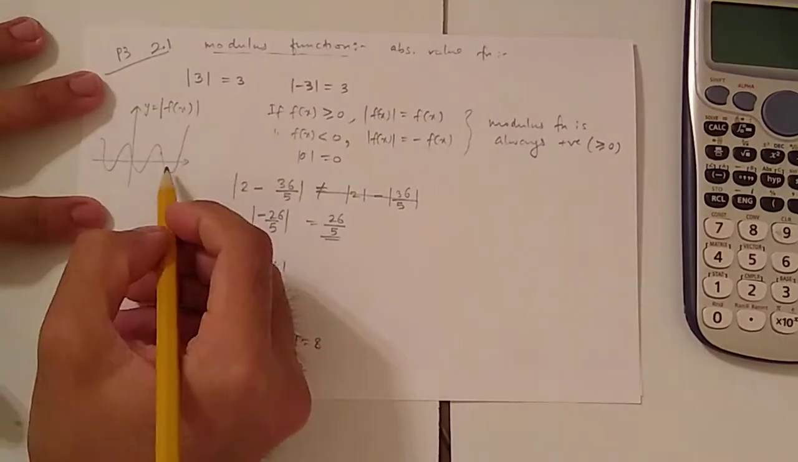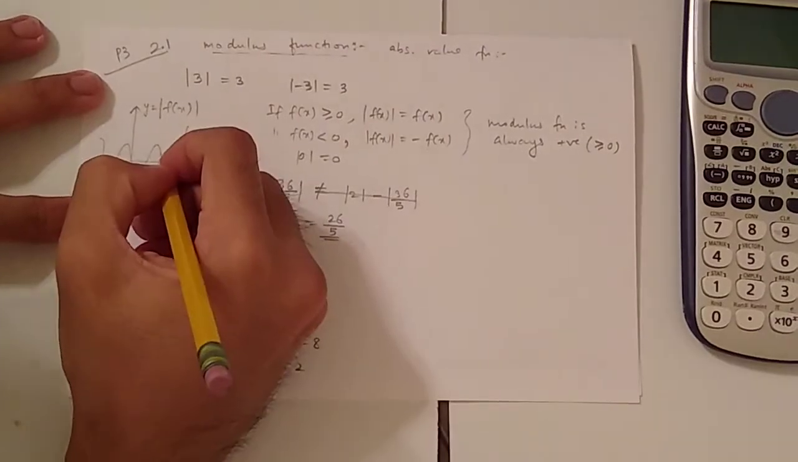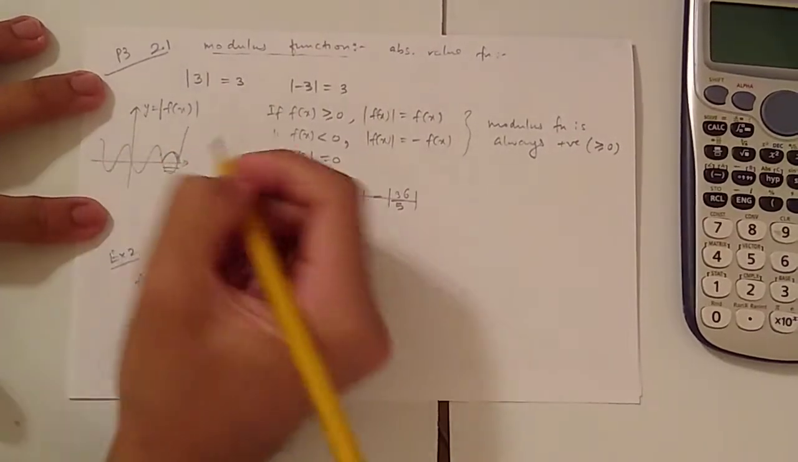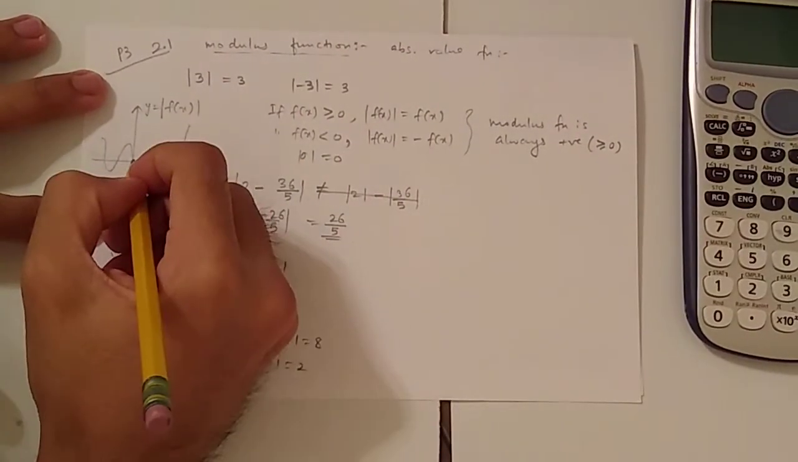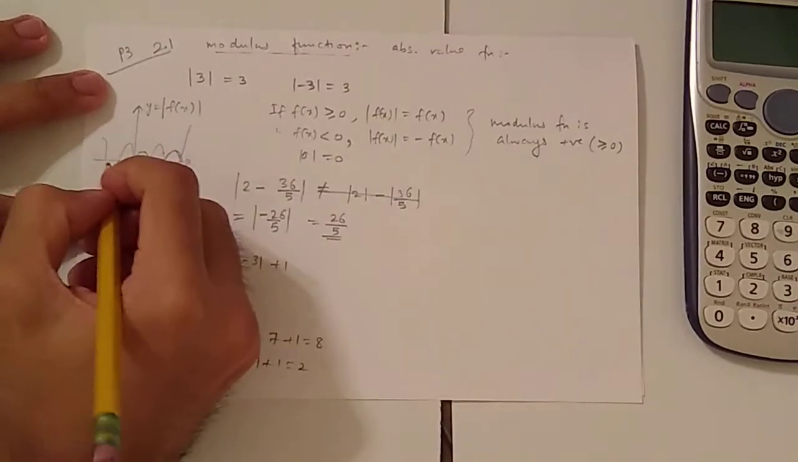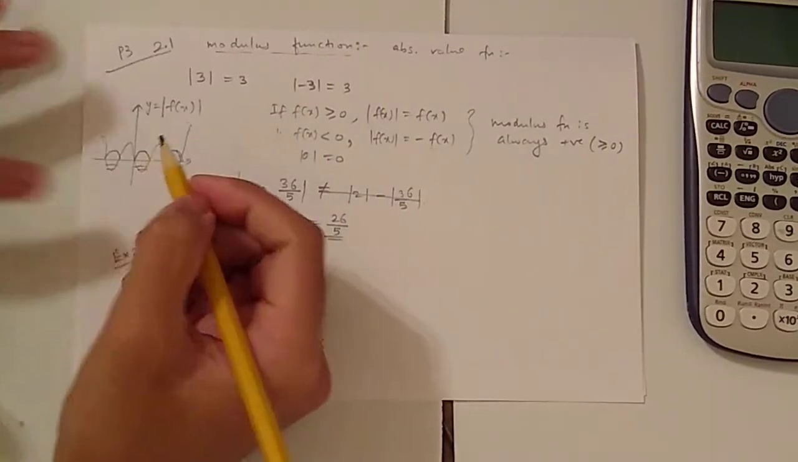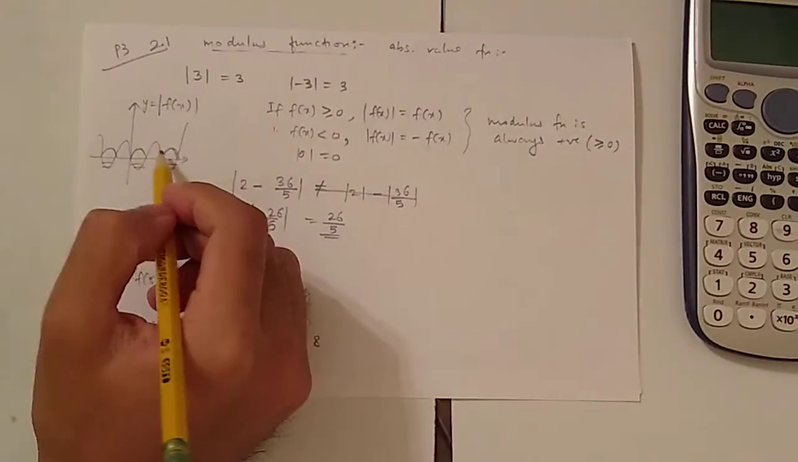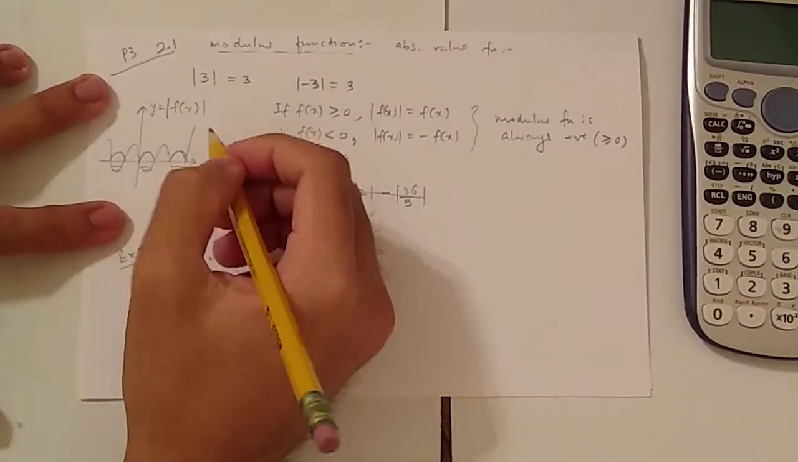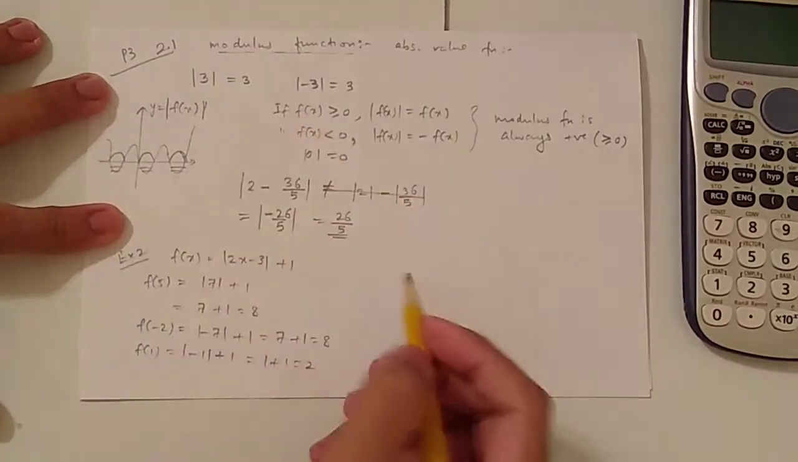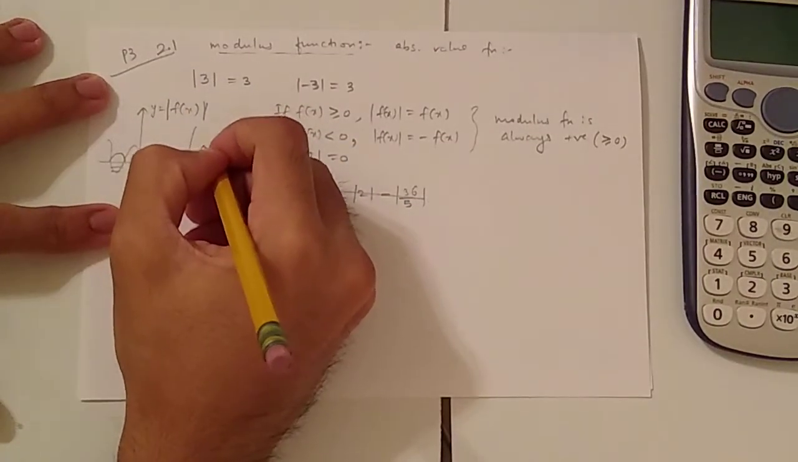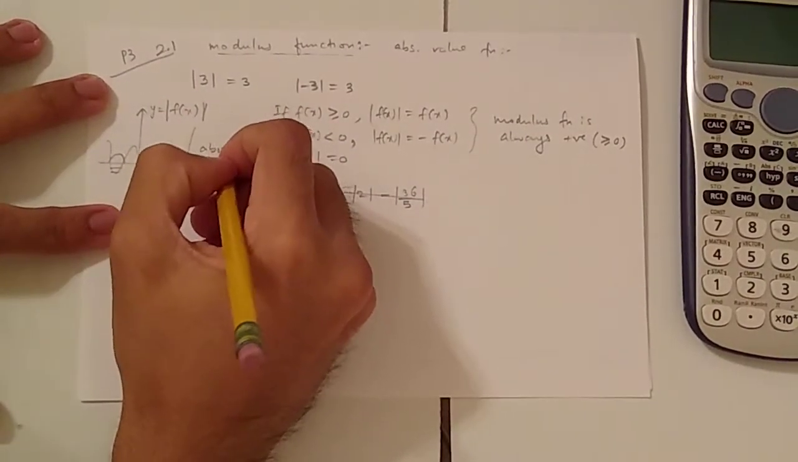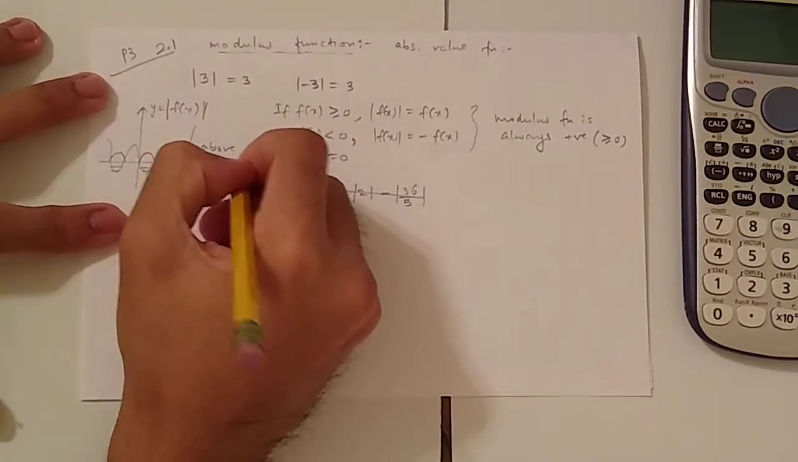So this portion will become such, this portion will become such, and this portion will become such. Your modulus of f(x) graph, the overall graph, is always going to be above the x-axis. So if we take the function, it is above the x-axis. Whatever is below goes above the x-axis.